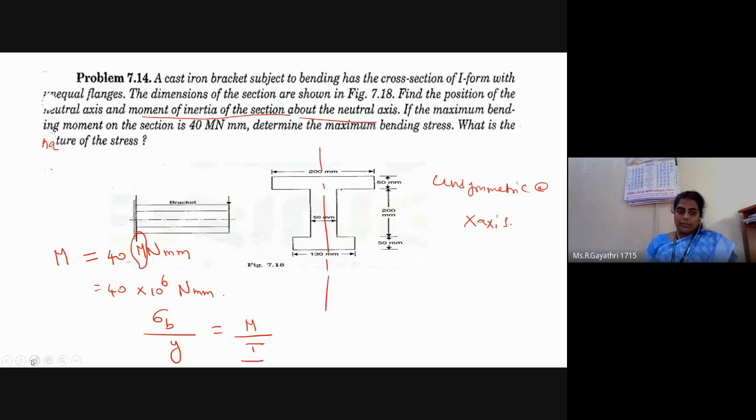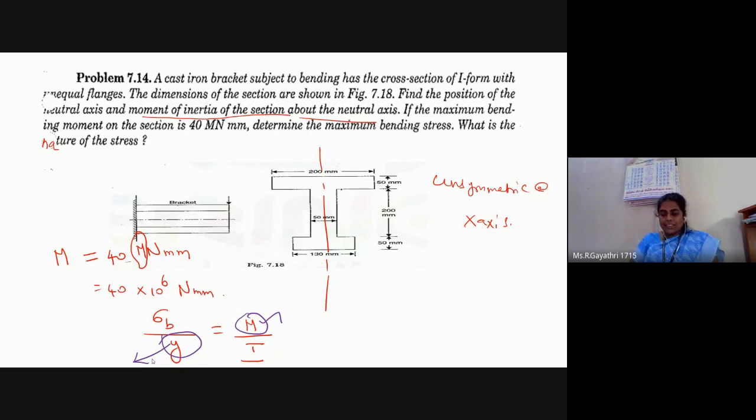Okay, we know bending moment. Y value. Can you tell me y value? See the diagram, 200 plus 50 plus 50. So y value. This is unsymmetric section. So y value, how we can find y value? Very simple question. You can post your answer.